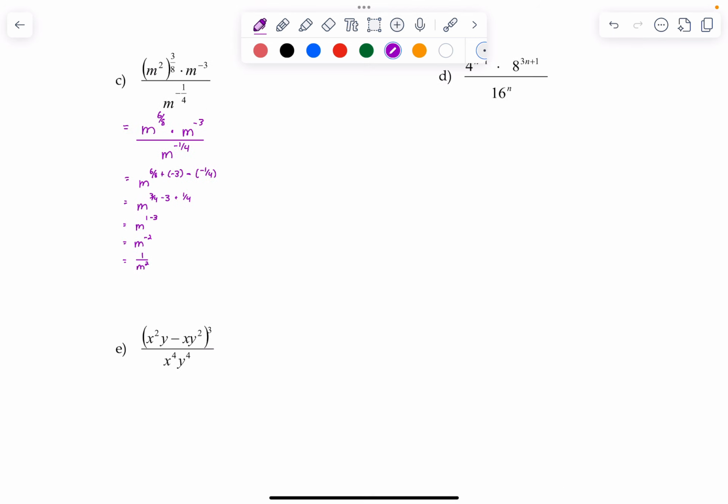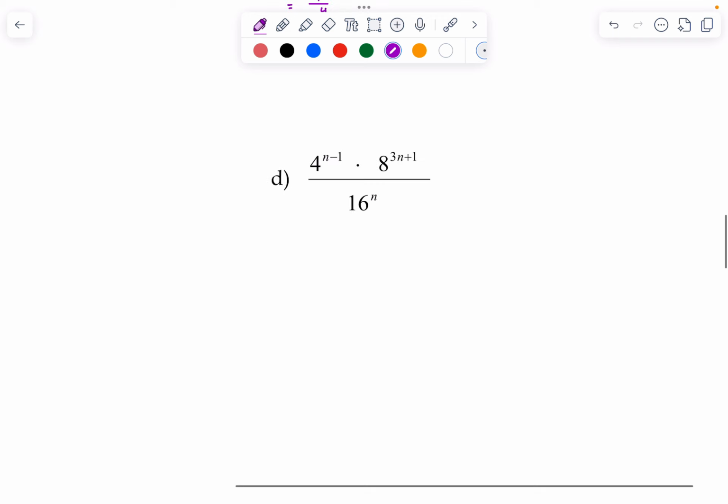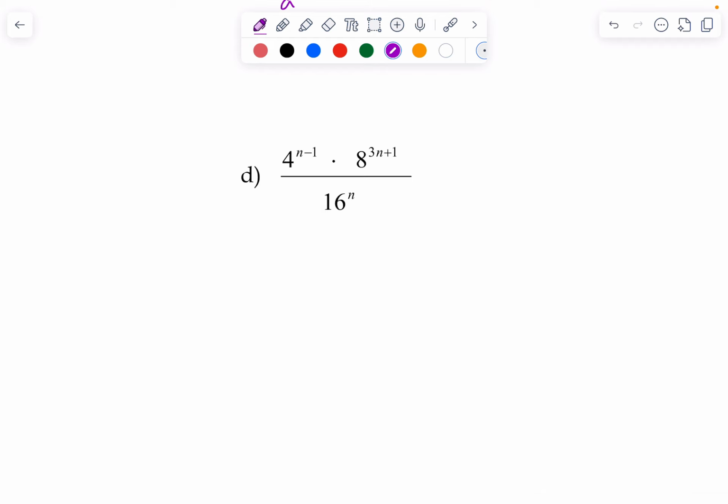D. 4 to the n minus 1, times 8 to the 3n plus 1, over 16 to the n. All right, this is a little trickier. So if you want, pause the video and try it for yourself. See if you can do it, all right?